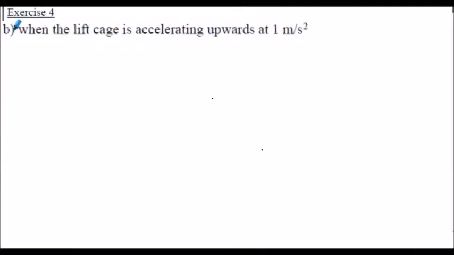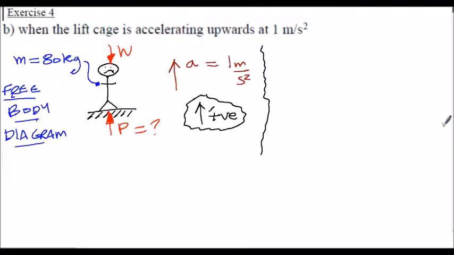Okay, exercise 4 part B. We've now got a scenario when the lift cage is accelerating upwards at 1 meter per second squared. So again, I'm going to draw my free body diagram of the situation. So here's my free body diagram. Again, the mass of the person is 80 kilograms.